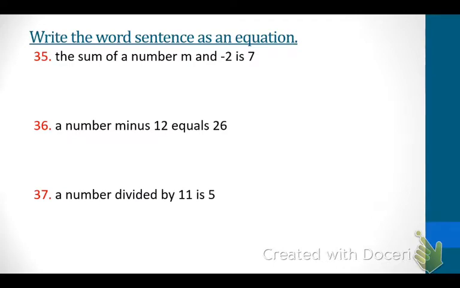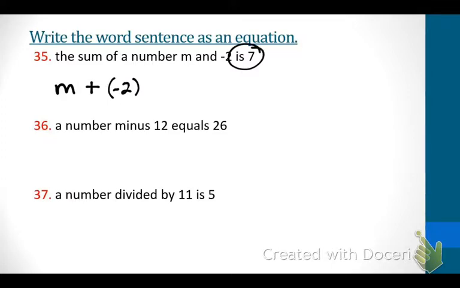Write the word sentence as an equation. This is what it says: the sum of a number m and negative 2 is 7. What does sum mean? Add. So I'm going to go ahead and just put my plus sign for right now. Now let's keep reading. So we've done the sum of a number. A number m and negative 2. So that means I am adding together m and negative 2.